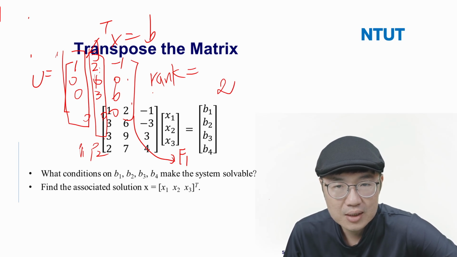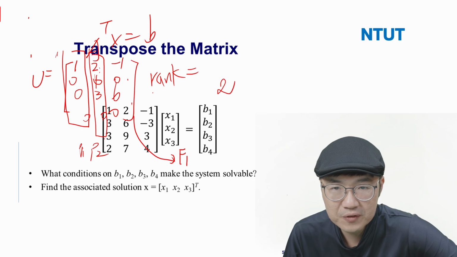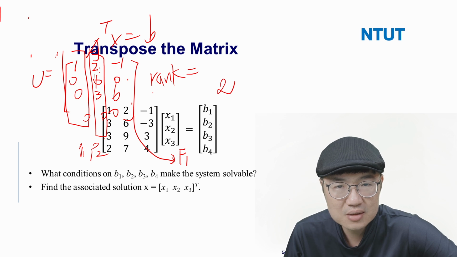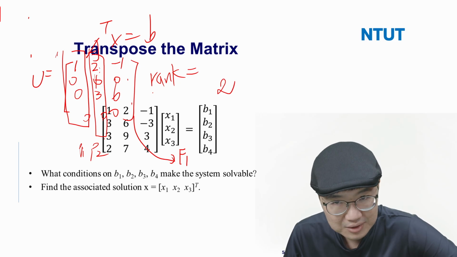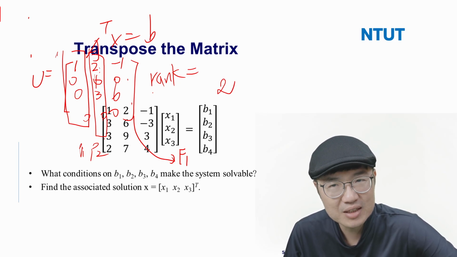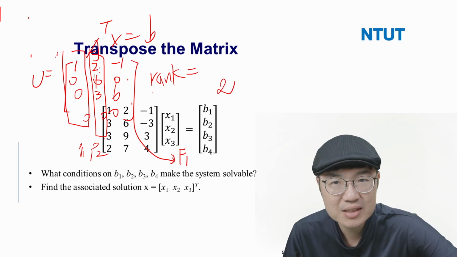Yeah, so the first question is about what conditions on B make the system solvable. We have to make B be in the column space of U, which will be the column space of A. What I just said is incorrect. Yeah, B must be in the column space of A, but the column space of A won't be the column space of U. I'll talk about this later.